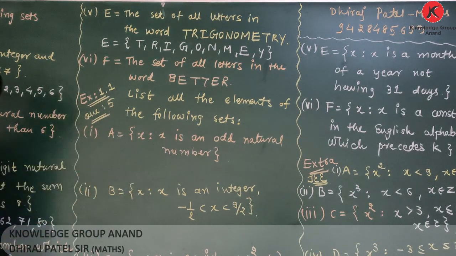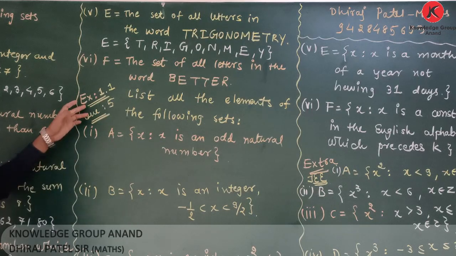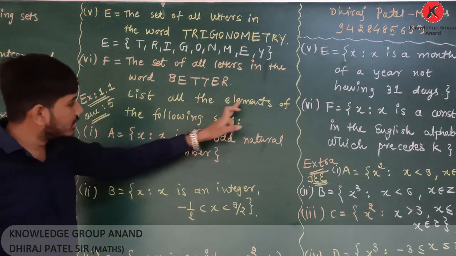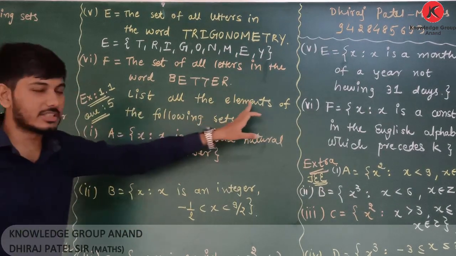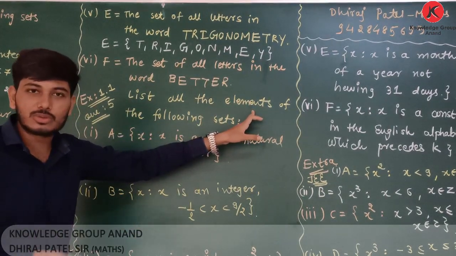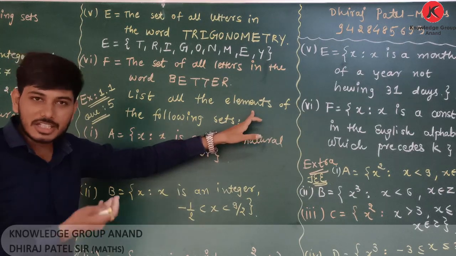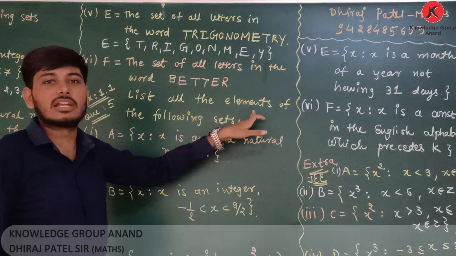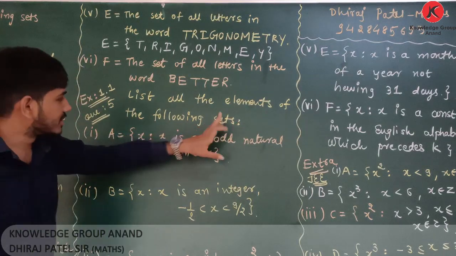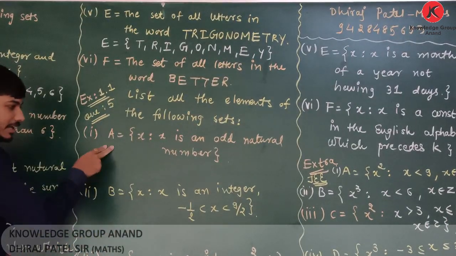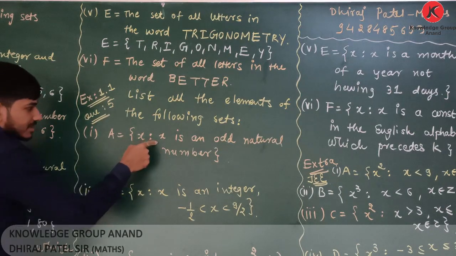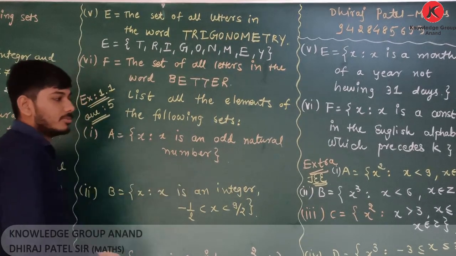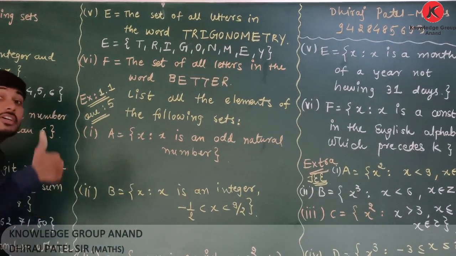Now, next, exercise 1.1 question number 5. List all the elements. That means you have to write the given sets in listing form or roster form or listing method. The following sets. Okay, set A is equal to x such that x is an odd natural number.